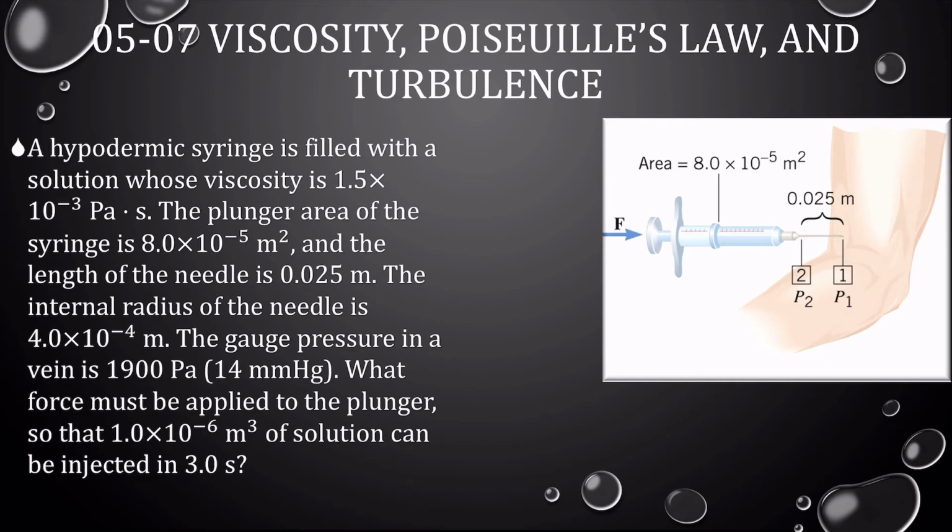So here we have a syringe giving this person a shot, and it's filled with a solution whose viscosity is this. So that's our viscosity. The plunger area, so that's our area, and the length of the needle, so that's our L. The internal radius of the needle is this, that's our R. The gauge pressure in the vein is that, so this is a pressure. What force must be applied to the plunger so that we have that much volume in that much time?